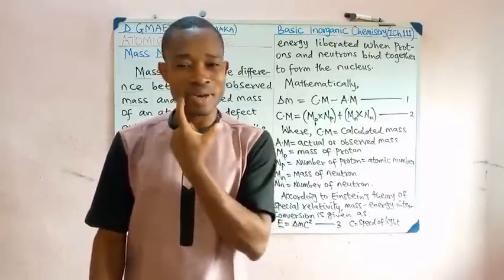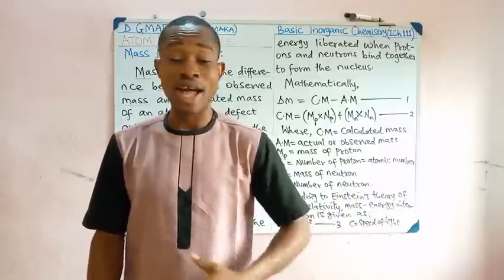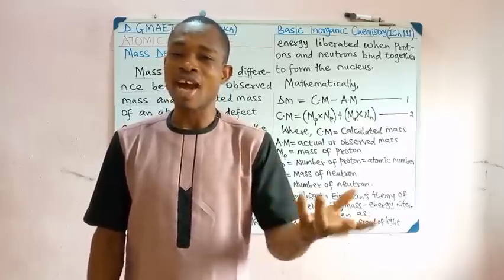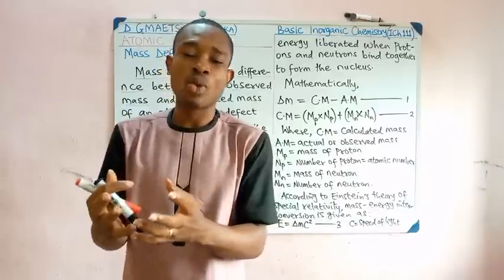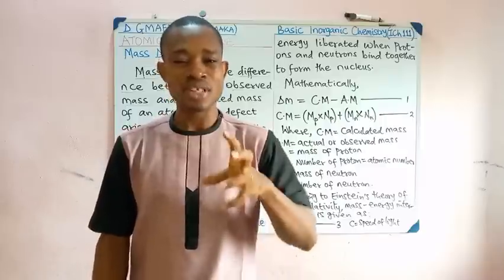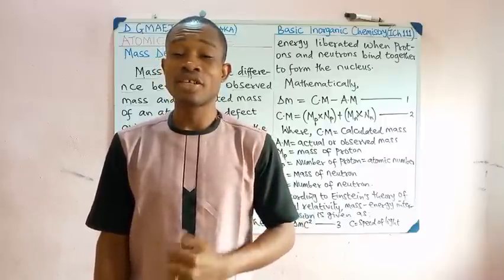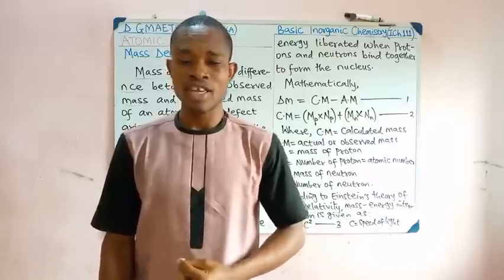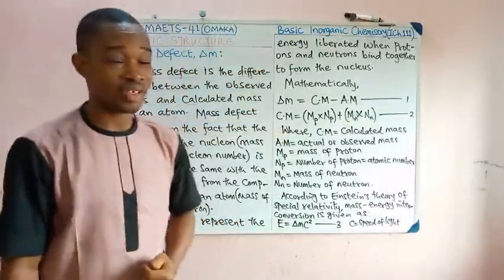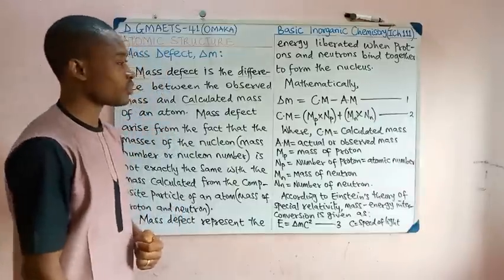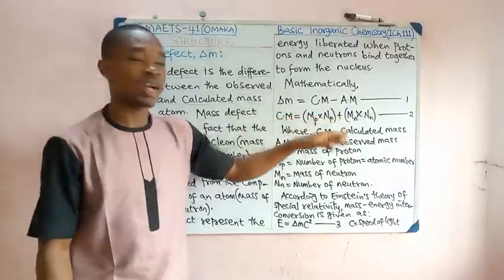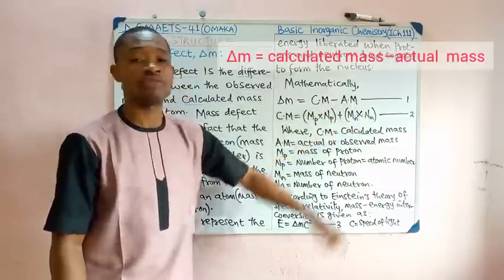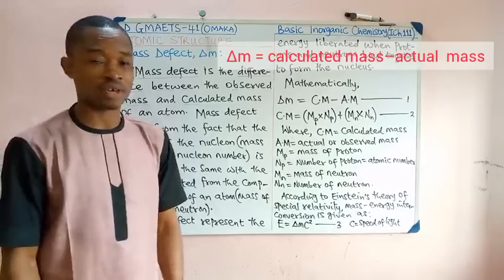Of course, we cannot be talking about the nucleus of an atom without the proton and the neutron of that atom, because these two particles make up what we call the nuclear particles. They make up the nucleus. So that energy that is given off when these two particles, protons and neutrons, combine to give us the nucleus of an atom is also related to the mass defect. Mathematically, our mass defect is the calculated mass, which we use Cm for, minus the actual or observed mass, which we use Am for. You need to have these formulas at hand for calculation purposes.